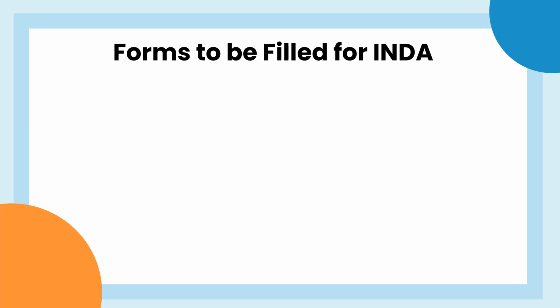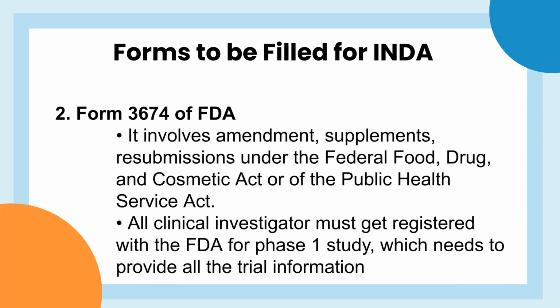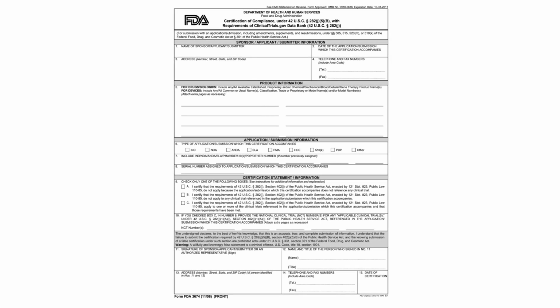The second required form is FDA Form 3674. This form is used for amendments, supplements, and resubmissions under the Federal Food, Drug, and Cosmetic Act, or the Public Health Service Act. All clinical investigators must get registered with the FDA for a Phase 1 study, which needs to provide all the trial information. Form 3674 requires all clinical investigators in a Phase 1 study to be registered with the FDA and to provide all trial information. So all details must be written in this form.